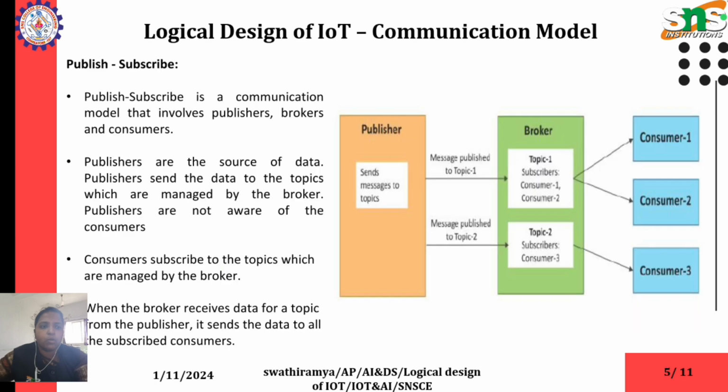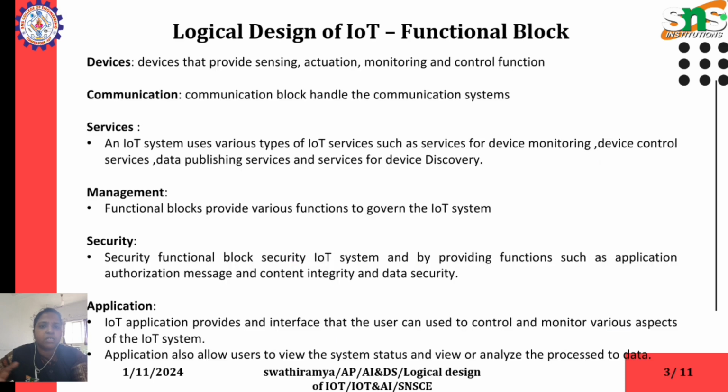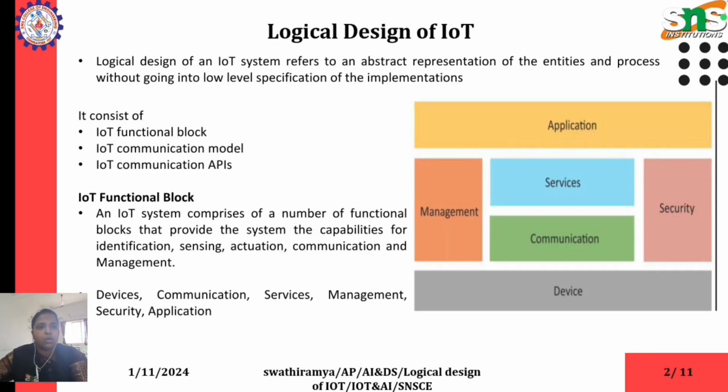Next we will go to the publish-subscribe model, which I will discuss in the next class. Let me quickly recap what we have discussed about the logical design. We divide the logical design into three parts: the functional block, the IoT communication model, and the IoT communication API.